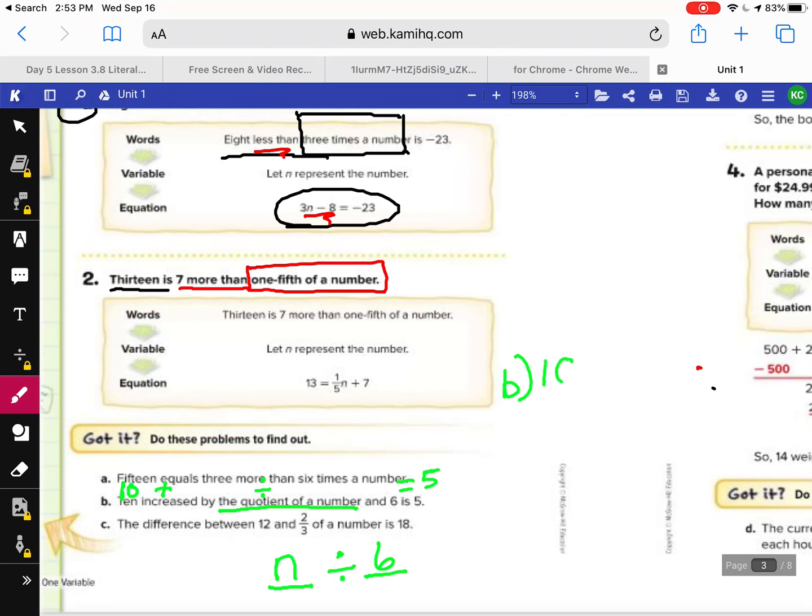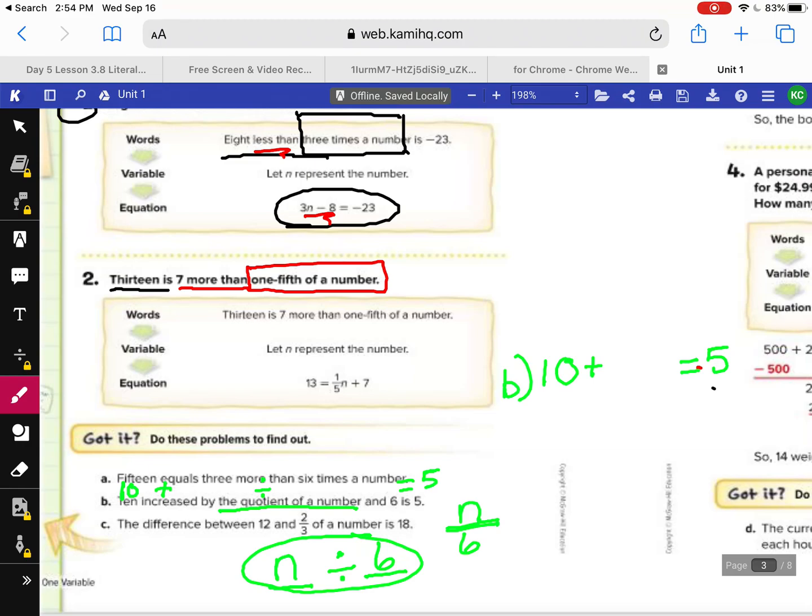So here's the thing. Don't get frustrated by the inside pieces, the inside words. Begin with what we know. We know 10 is increased, and we know that it's going to end up being the same as 5. Now we can begin to look at 10 is increased by the quotient, right? The answer to a division problem when you have a number and 6, that number is dividing by 6.